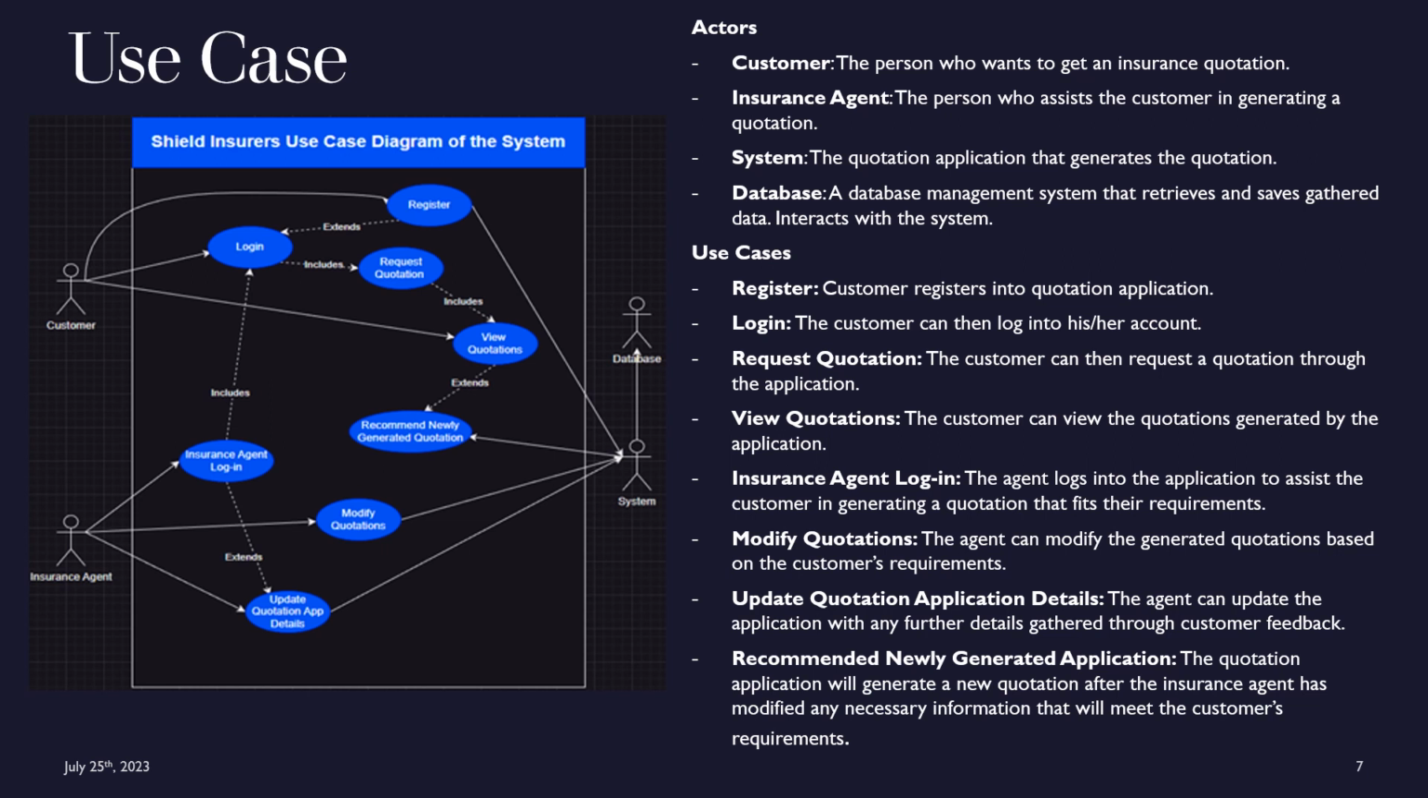After that, the agent can modify the generated quotation based on their customer's requirements. And the agent can then update the application with any further details gathered through the customer's feedback. And overall, the quotation application will generate a new quotation after the insurance agent has modified any necessary information that will meet the customer's requirements.